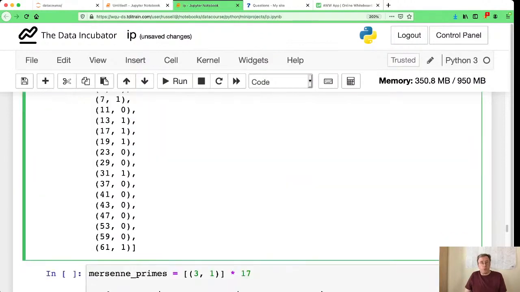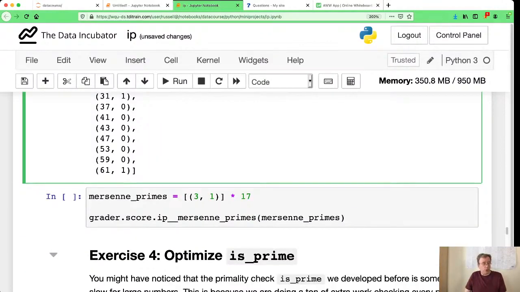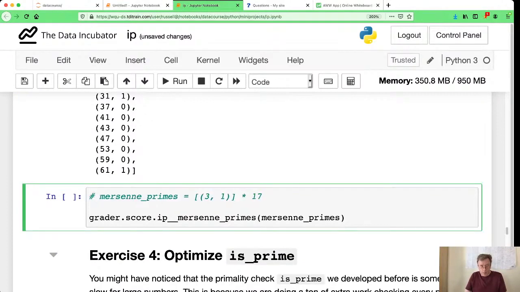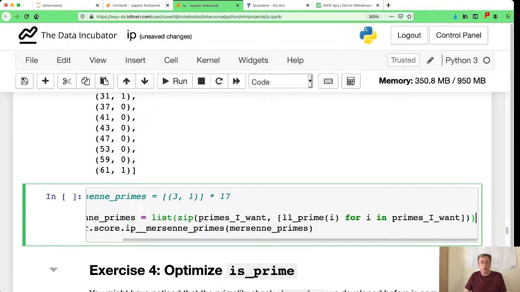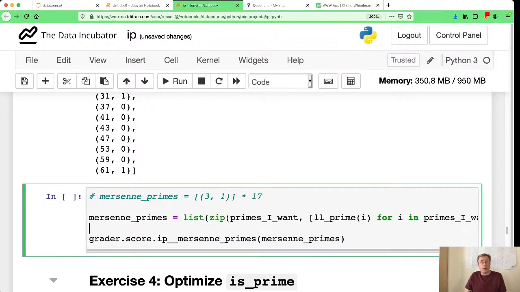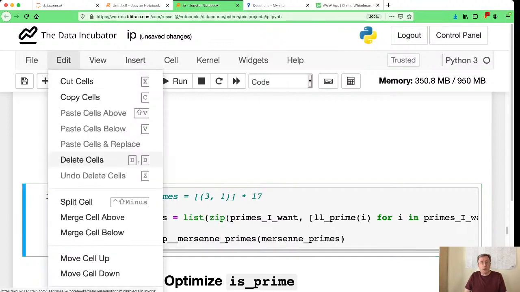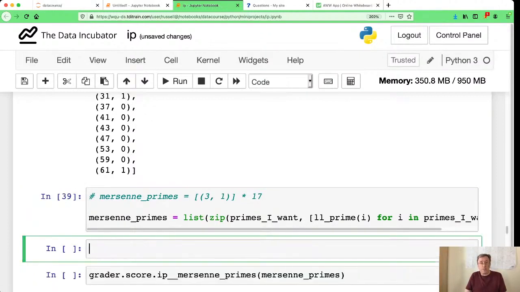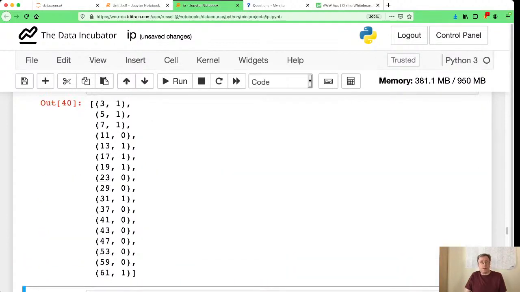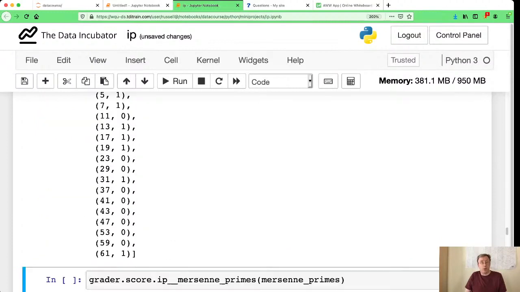And so I could replace this. Let me comment this out right here. Mersenne primes is this thing here. Let me split this cell, right? I could execute this code. Oops. Mersenne primes. And well, it's the same list of tuples that we've created before.